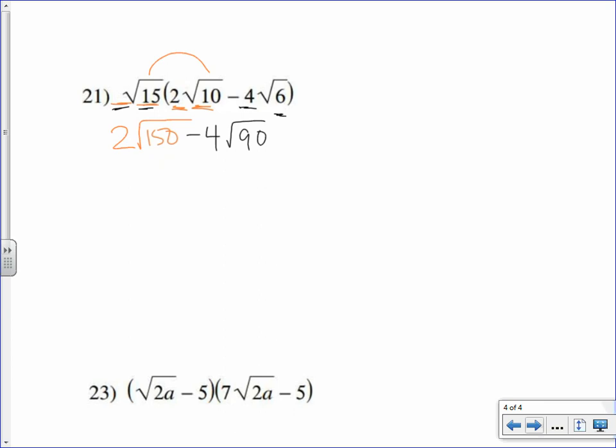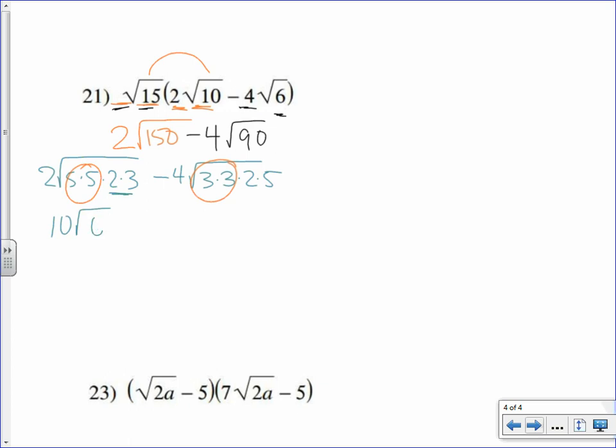150 and 90 definitely can be broken down. So this is going to be 2, and then I'm going to have 5 times 5 times 2 times 3. And then 90, we just did this, but it's 3 times 3 times 2 times 5. There's a group. There's a group. 2 times that 5 is going to give you 10, and you're left with the 2 times 3, so a 6 underneath. 4 times 3, that's 12, and you're left with this 2 times 5, so that's a 10 underneath. There's your answer.